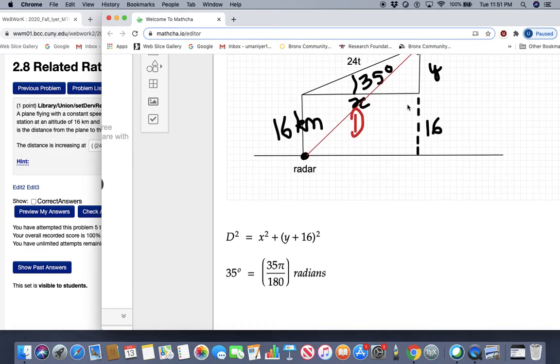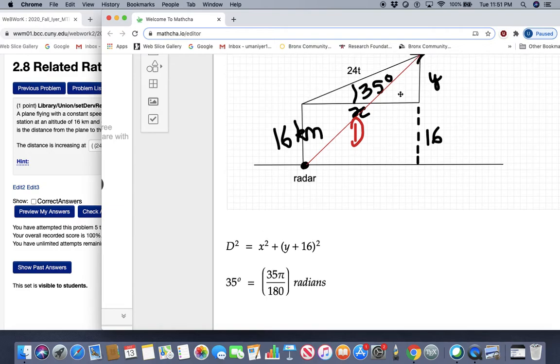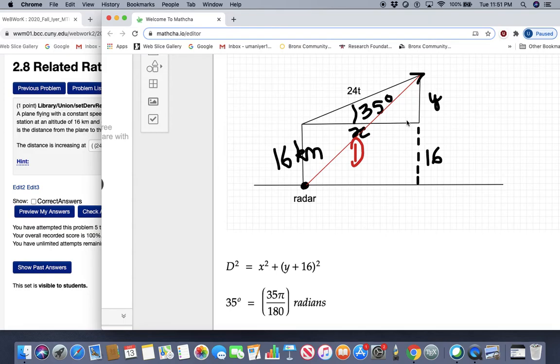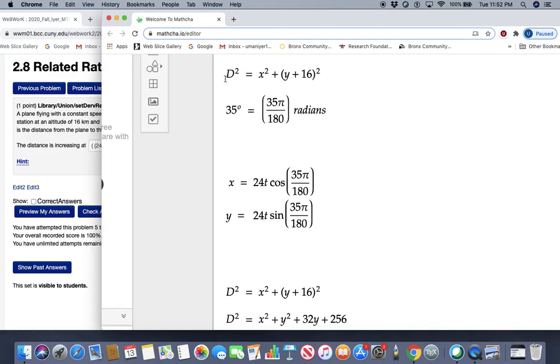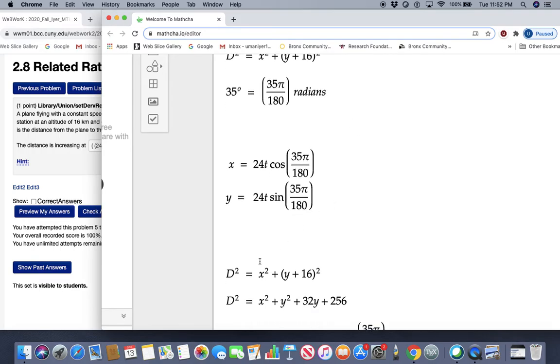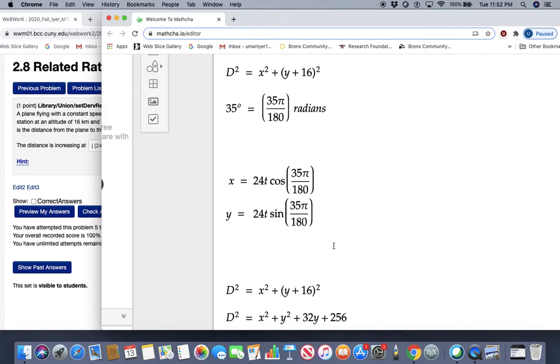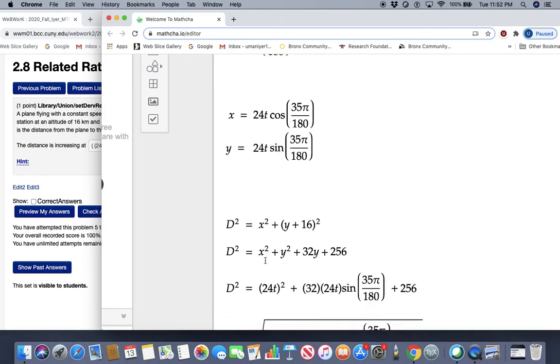What do I know about x? That's a right angle triangle, correct? So cosine of this angle is adjacent over hypotenuse. In other words, x is 24t cosine of the angle. y is 24t sine of the angle. Now, this is your D squared function. I'm going to simply open my D squared function completely.